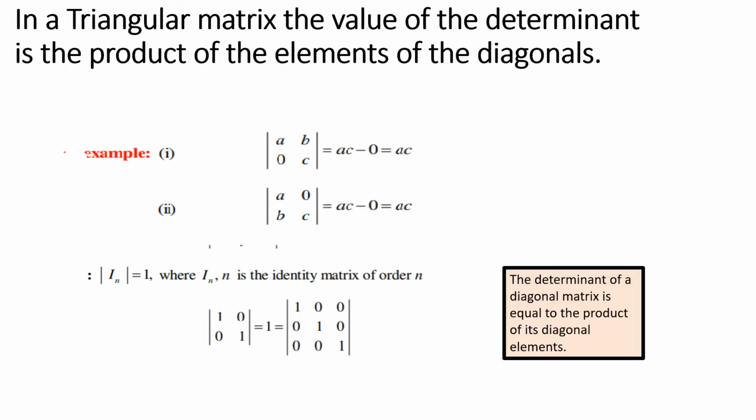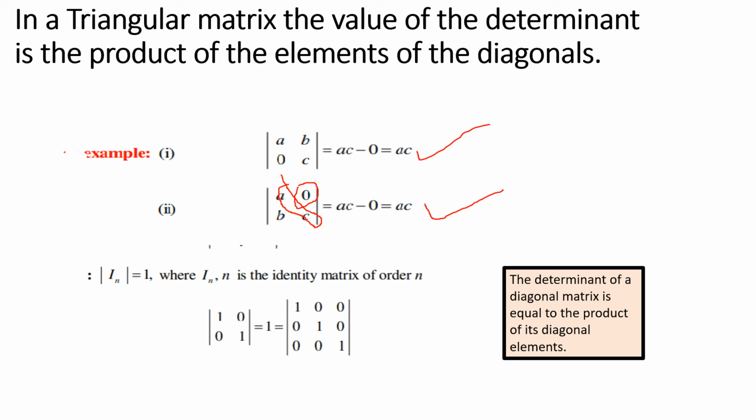Next is for the triangular matrices. I hope you know the definition of triangular matrices. We have two kinds of triangular matrices. One is upper triangular and one is lower triangular. Upper triangular means the elements below the main diagonal are 0. This one is the upper triangular case. And in lower triangular, the elements above the main diagonal, this is your main diagonal, so the elements above the main diagonal are 0 here. So this is lower triangular.